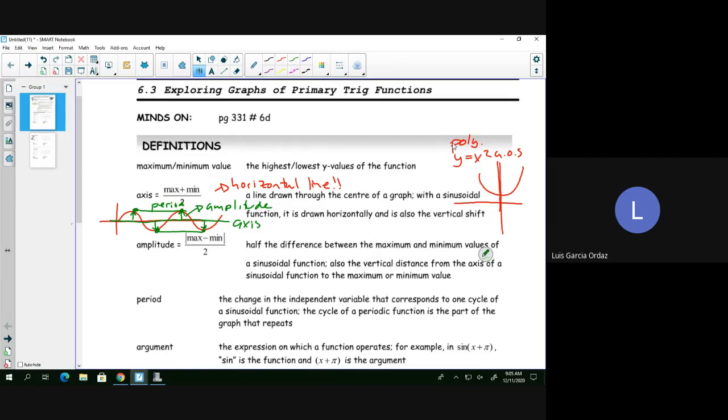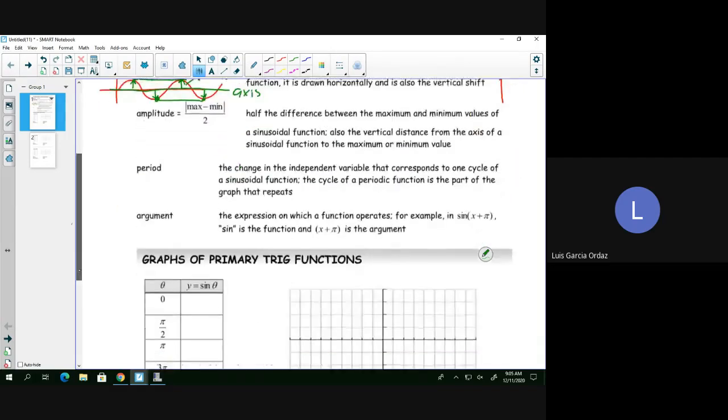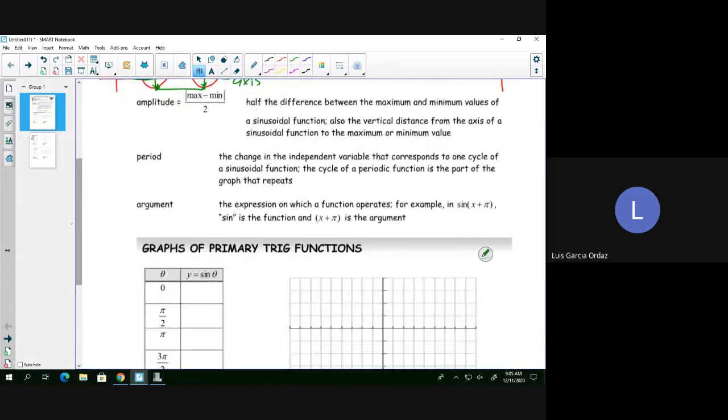And then we have our argument, which is the expression on which the function operates. For example, sine of x plus pi, okay? That would be what's in the brackets. We'll worry about that in the next lesson. So sine is a function and x plus pi is the argument, okay? So x is any x value on your x-axis, usually represented by an angle, okay, plus pi.